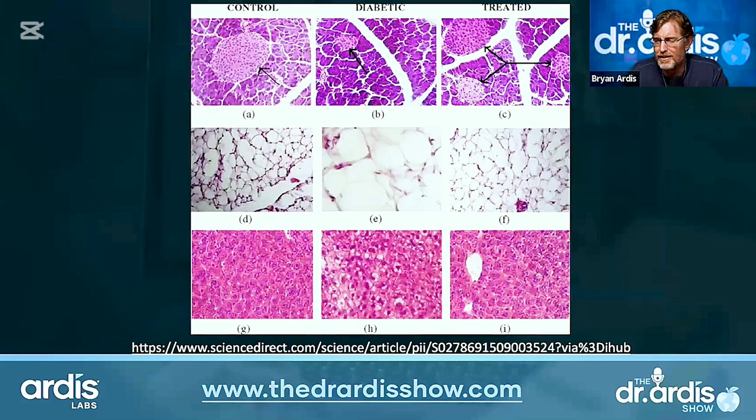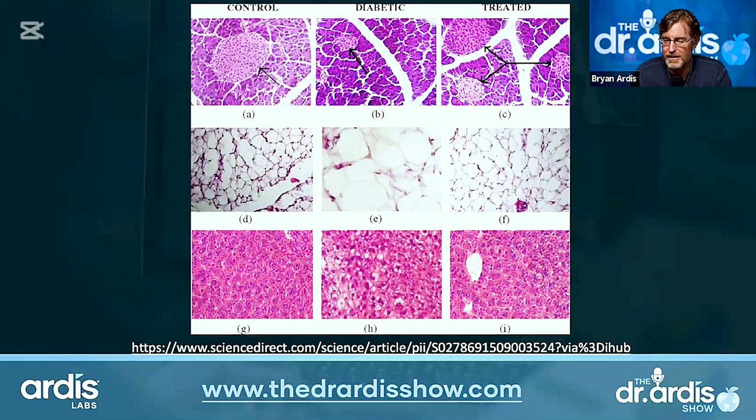They even show you what it looks like. A and C. A is the normal rat. Look at the middle one. Those are fat cells. A is the normal rat. B is the diabetes rat. Look how much bigger the fat cells are. And then look at the Guggul lipid treatment group. F. You see it? F. So D, E, F are the fat cells.